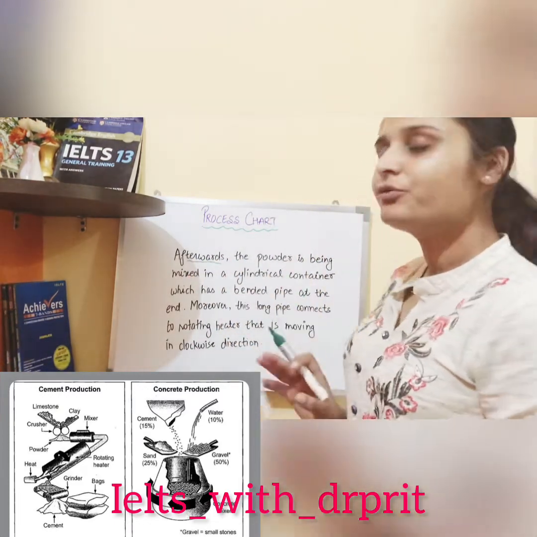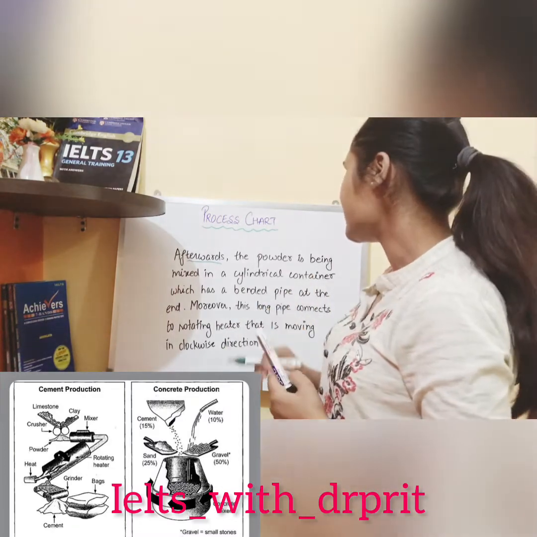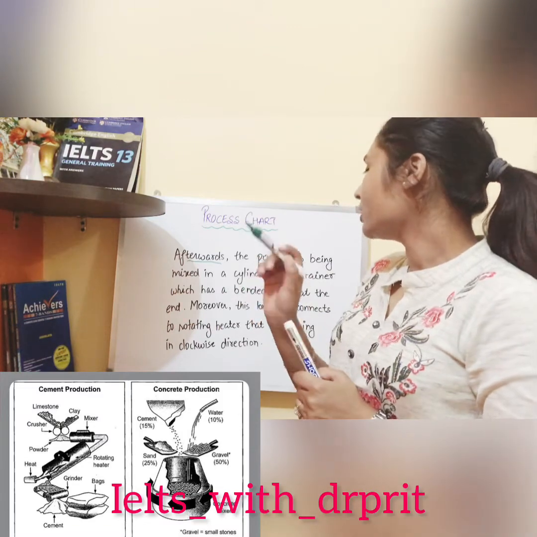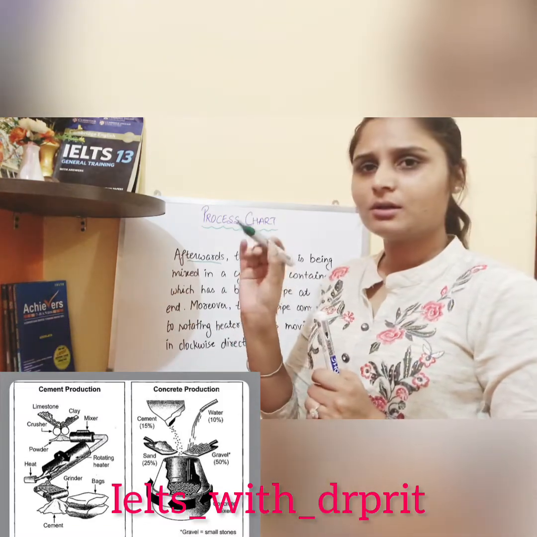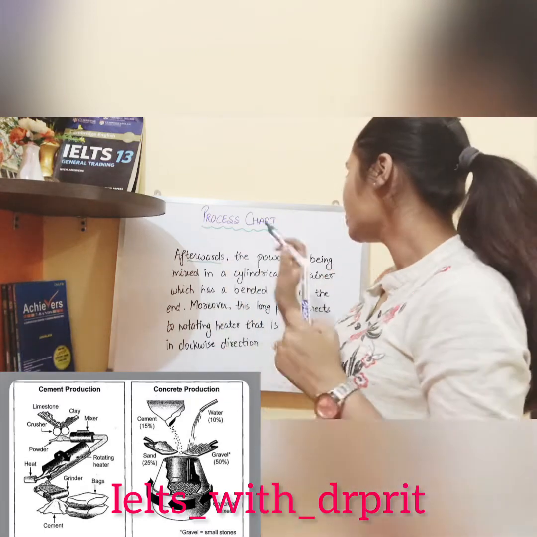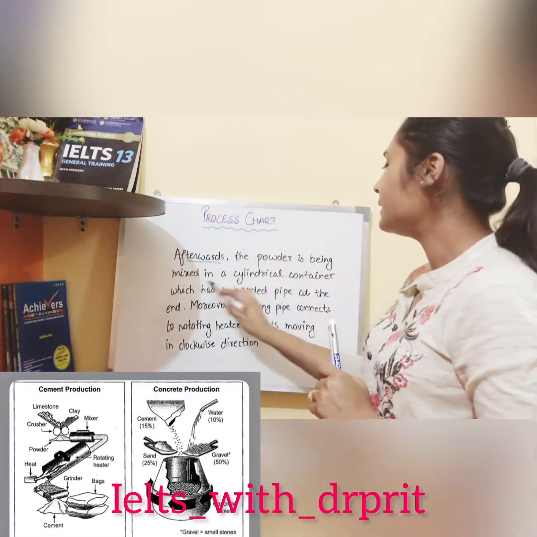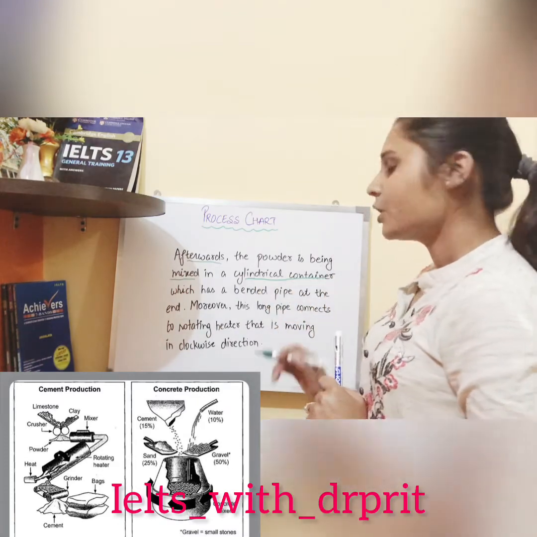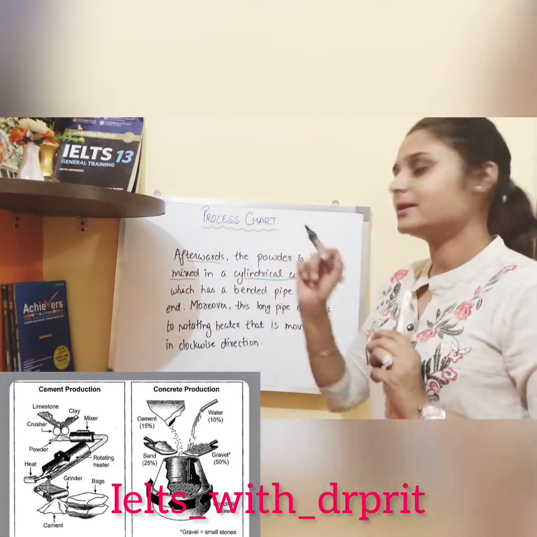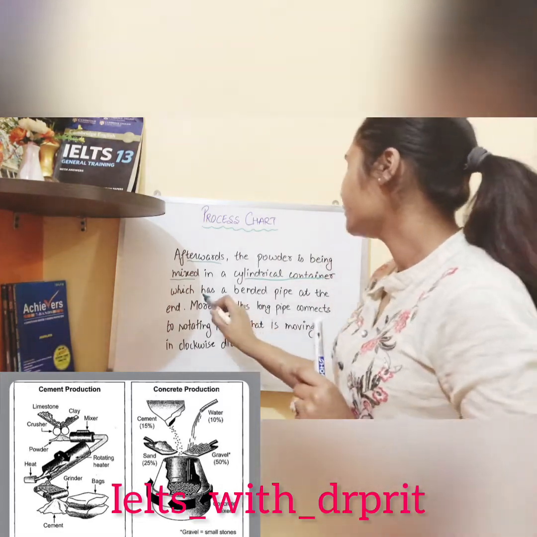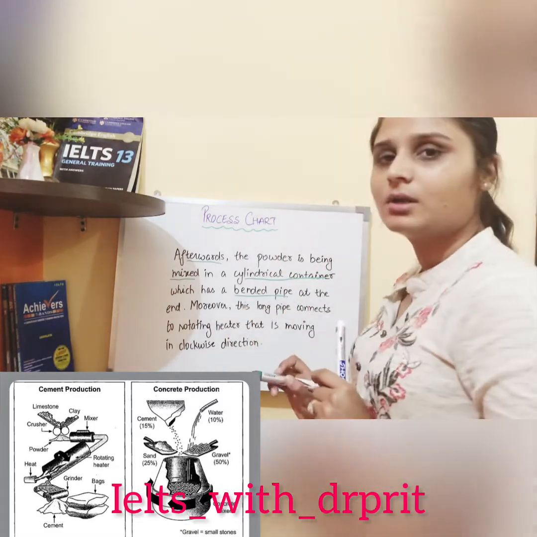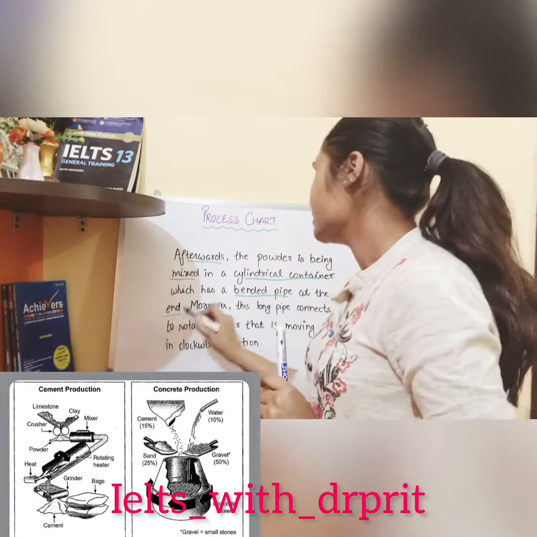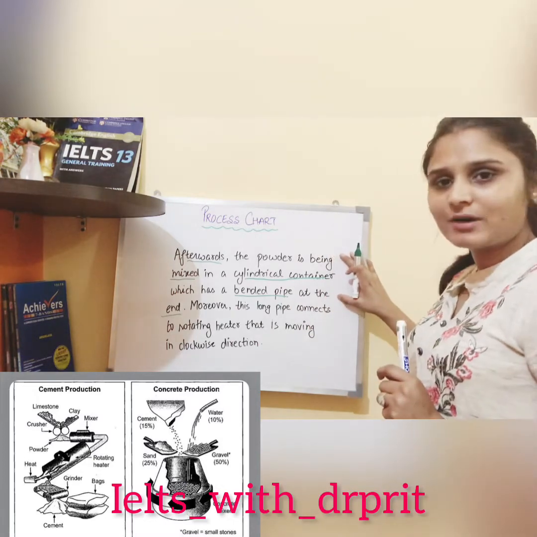So now we would focus on the second step. In the second step, if you can see, the powder is going into a container which is labeled as mixer. So you can write, the powder is being mixed in a cylindrical container. If you can see, its shape is a cylindrical container which has a bent pipe. You can see there is a bend in the pipe at the end. So this would be our one sentence.